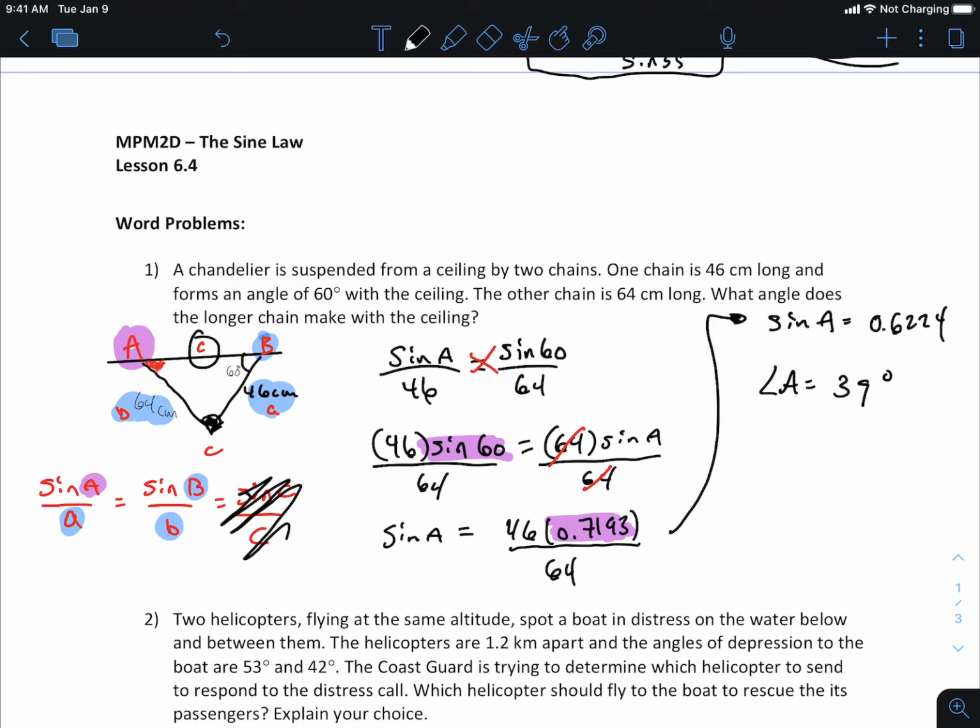I'll show you guys how to use a calculator. I don't like the first time seeing this. The calculator makes it harder the first time you see this, for exactly this reason, because you don't know what to do. Are you doing the sine of 0.6224, or are you doing sine inverse of that? Sine inverse is a brand new term to you. Like, you don't even know what that means.